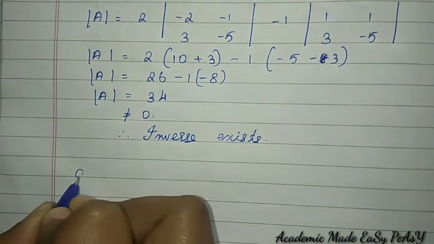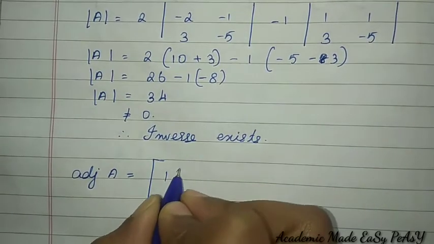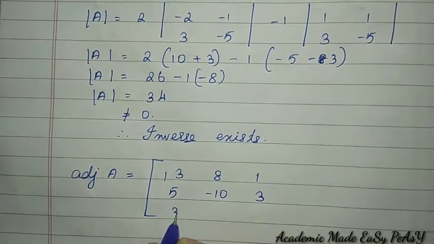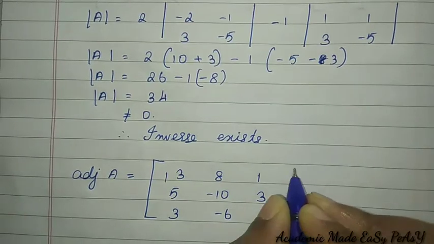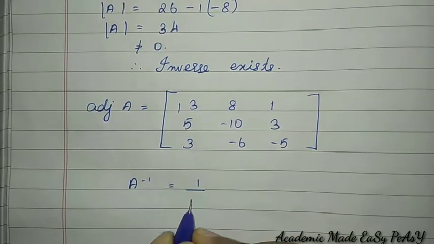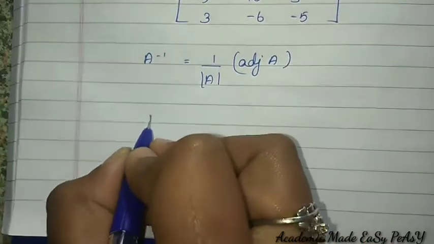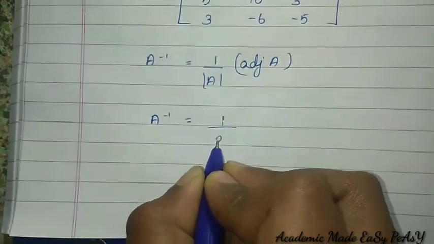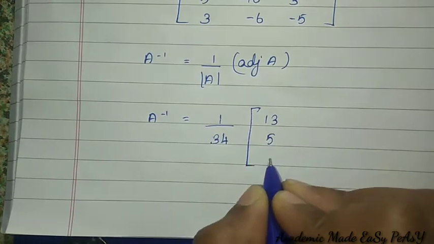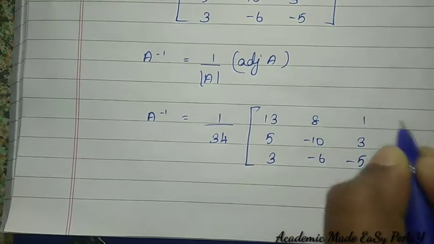So next I will be finding the adjoint of A now. So adjoint of A is equal to 13, 8, 1, 5, minus 10, 3, 3, minus 6, minus 5. So this is the adjoint of A. So now let's find A inverse. A inverse is equal to 1 by determinant of A into adjoint of A. So therefore A inverse is equal to, what was my determinant? 34 into the matrix 13, 5, 3, 8, minus 10, minus 6, 1, 3, minus 5.